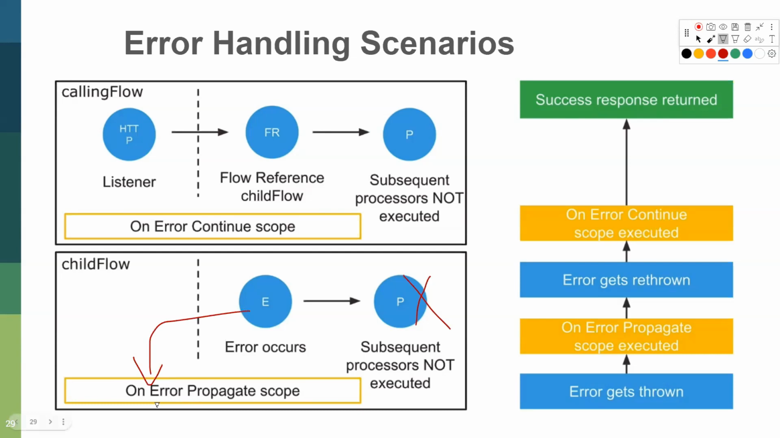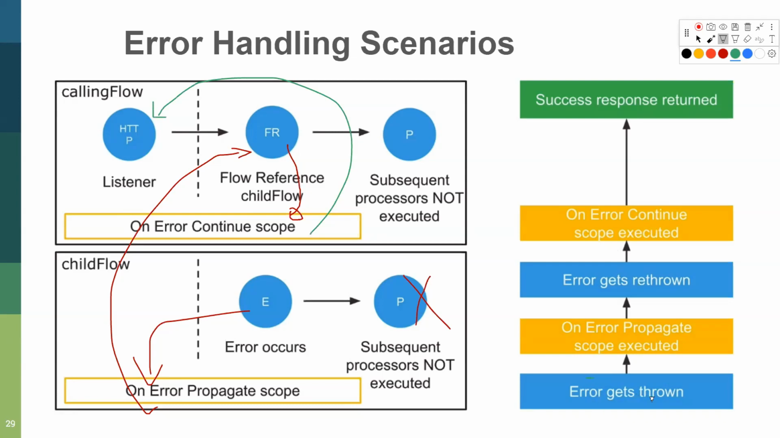And we know on error propagate propagates the error. So that error will go to the flow reference. And this flow reference then sends the error to on error continue. And we know on error continue is red in, green out. So this green will be what will be sent to the source, the caller. So that's what we see on the right here.